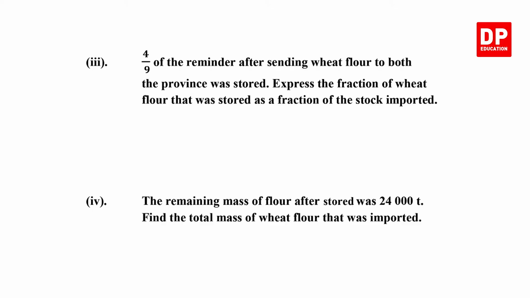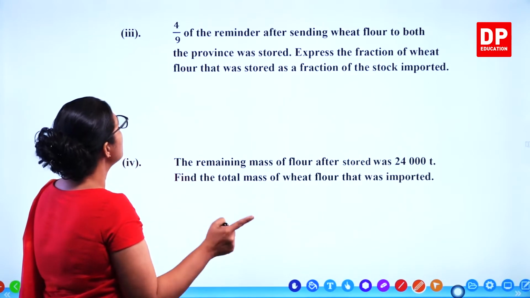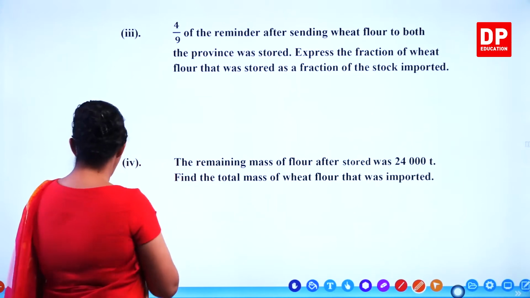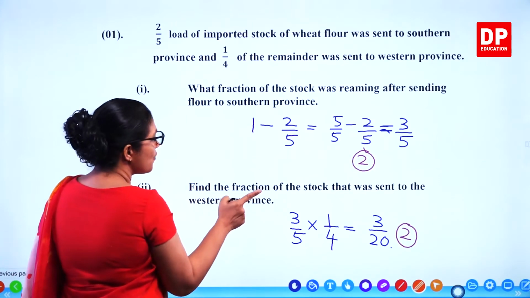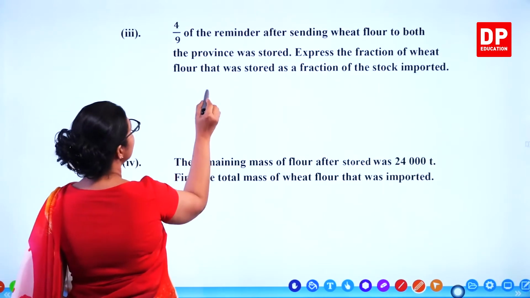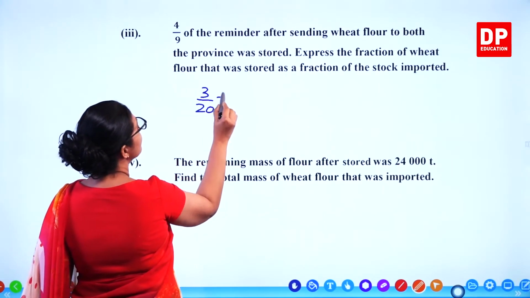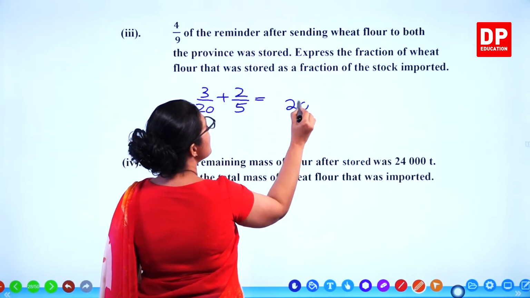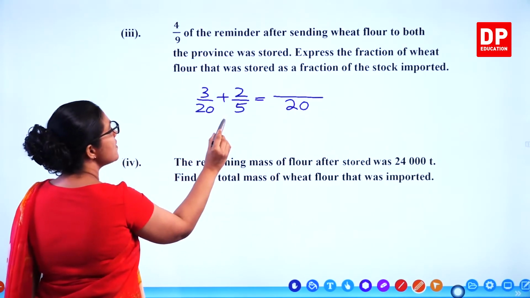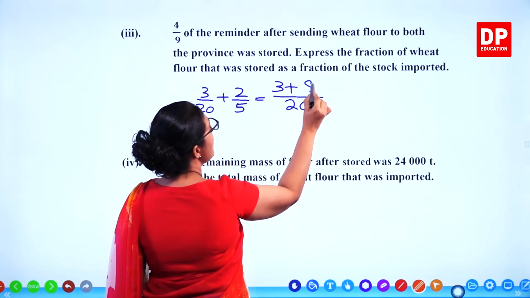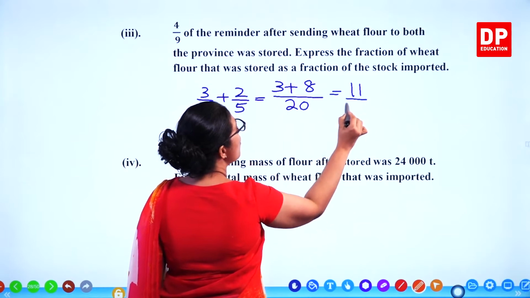Third part: 4/9 of the remainder after sending wheat flour to both the provinces was stored. So what's the total amount sent to southern province and western province? 3/20 and 2/5. 20 is the lowest common multiple, and 4 times 2 is 8. So 11 out of 20.